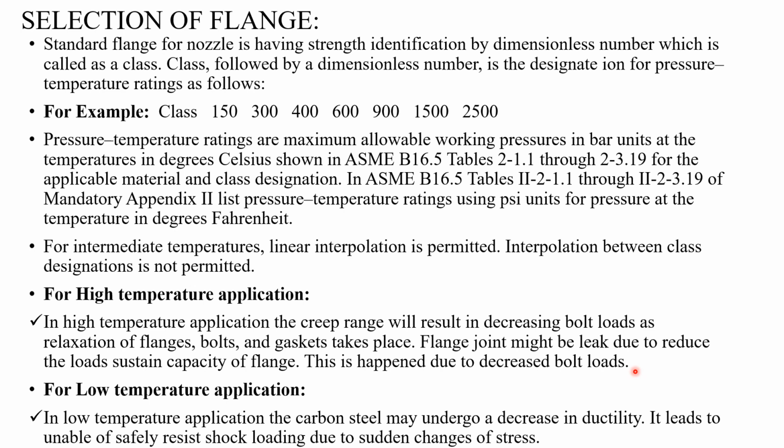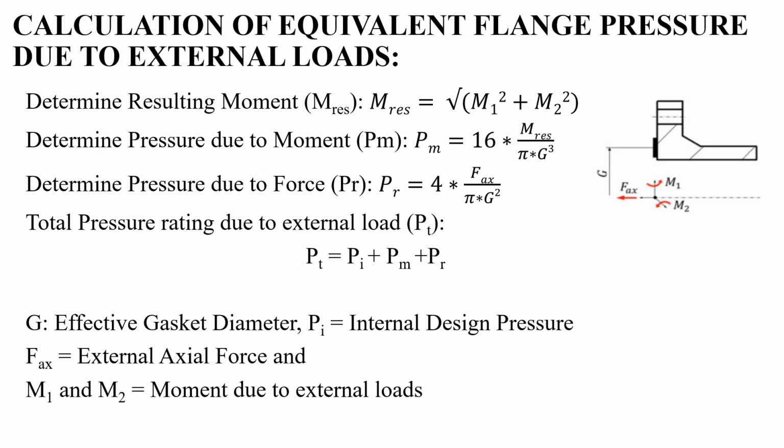So what will happen at low temperature? The carbon steel material will lose ductility. That means it will become brittle, and cracking may occur. With a sudden change in the pressure and the temperature, it will not sustain the shock. So impact testing is important over here also, and we will see that in a later part of the video. So let's move ahead with the example with the external load.